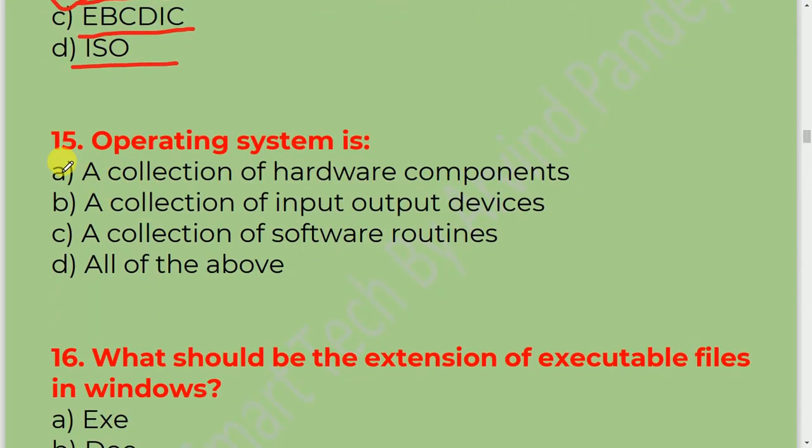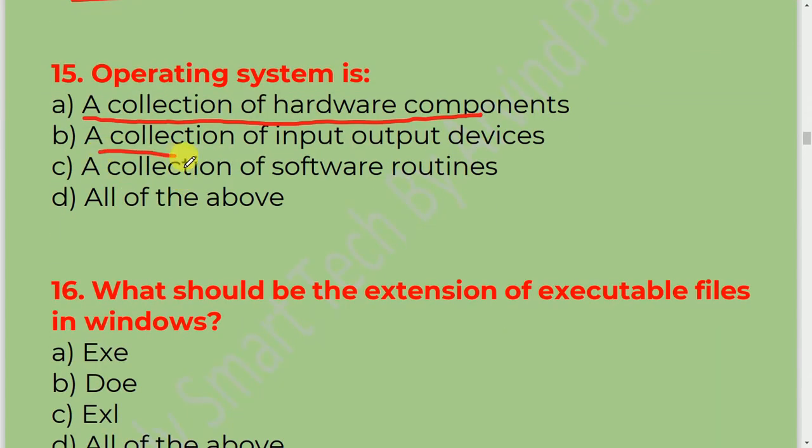Question number 15. Operating system is option A collection of hardware components, B a collection of input output devices, C collection of software routines, D all of the above. So correct answer is option C a collection of software routines.